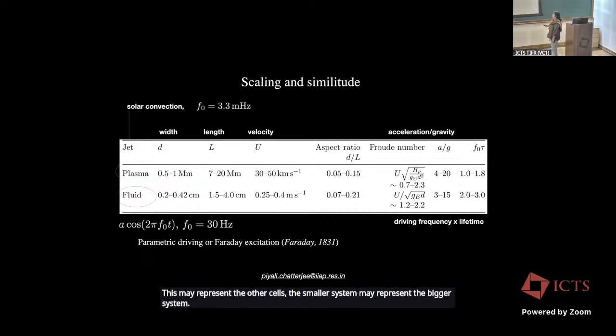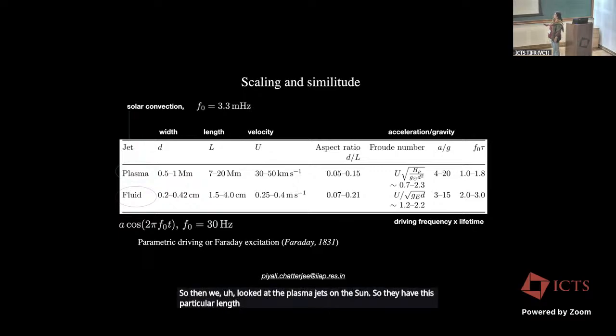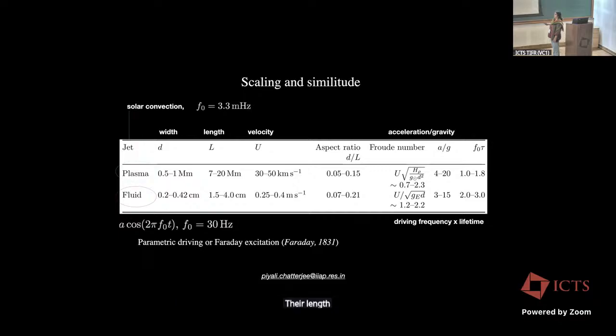So then we looked at the plasma jets on the sun. Oh, this is not the length scale. This is the width of the jets, 500 to 1,000 kilometers. Their length is like 7,000 to 20,000 kilometers, and the velocity is in kilometers per second. Similarly, for the paint jets, we have these scales, but in centimeters.